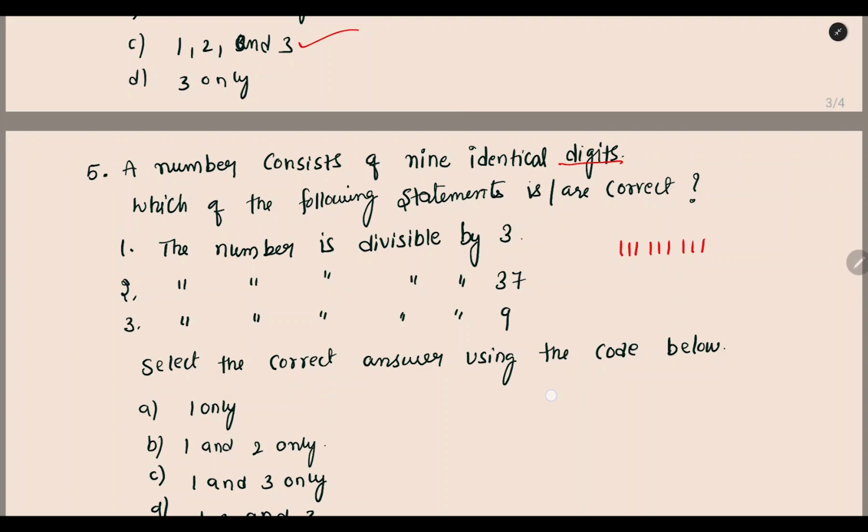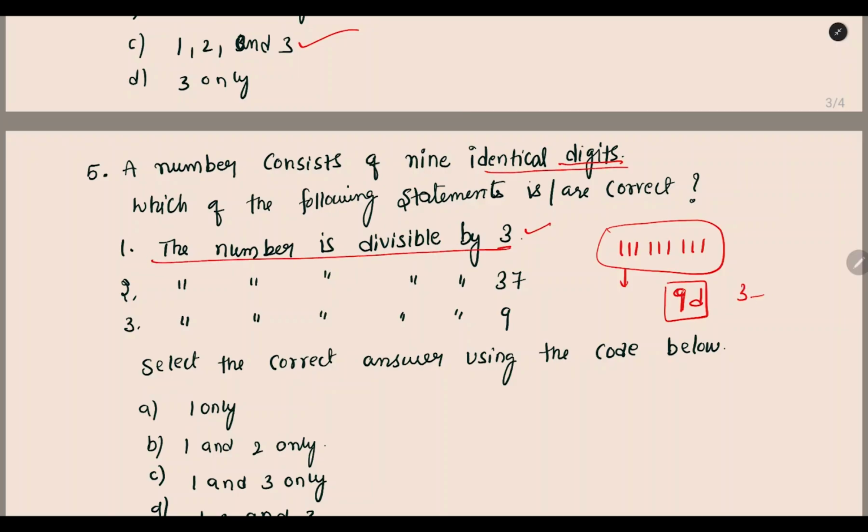The number is divisible by 3. Everything depends on the property of this number only. You have to be very careful. So sum of the digits, let's see. Sum of the digits is 1 plus 1 plus 1 plus 1 plus 1 plus 1 plus 1 plus 1 plus 1 is equal to 9. So 9 is divisible by 3, thus the 9 identical digit number is divisible by 3.